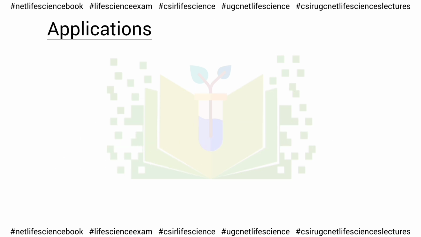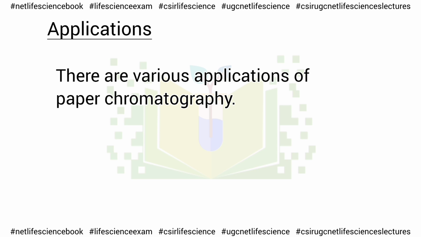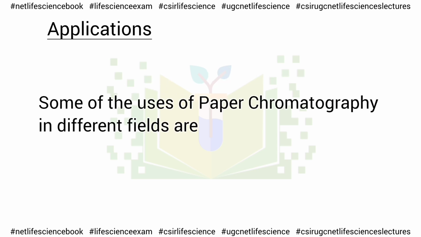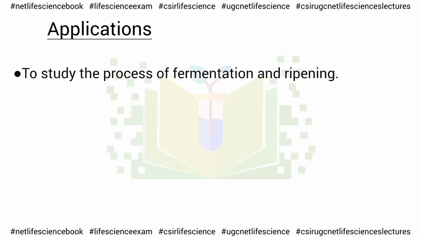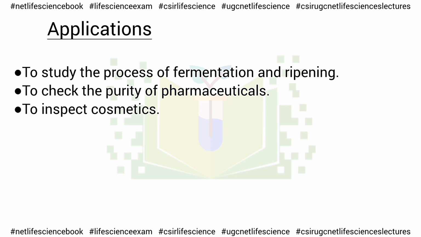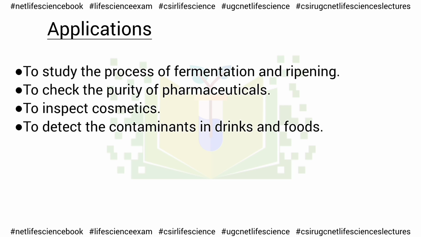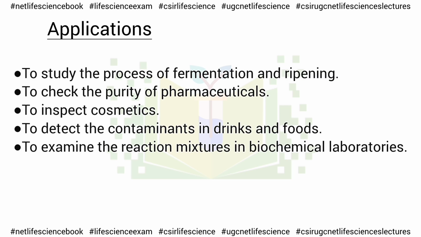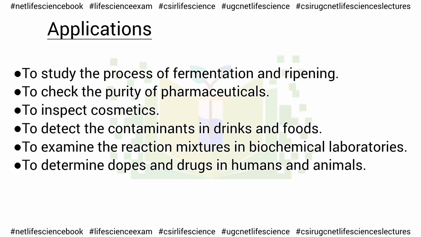Paper chromatography applications. There are various applications of paper chromatography. Some of the uses of paper chromatography in different fields are to study the process of fermentation and ripening, to check the purity of pharmaceuticals, to inspect cosmetics, to detect the contaminants in drinks and foods, to examine the reaction mixtures in biochemical laboratories, to determine dopes and drugs in humans and animals.